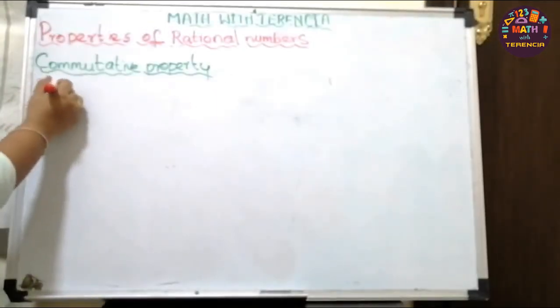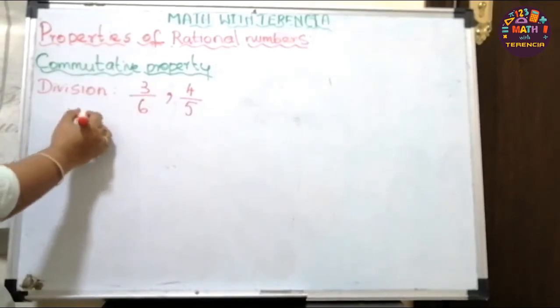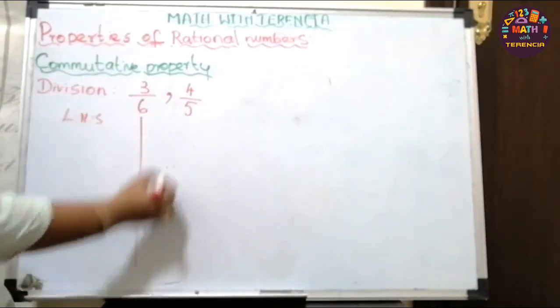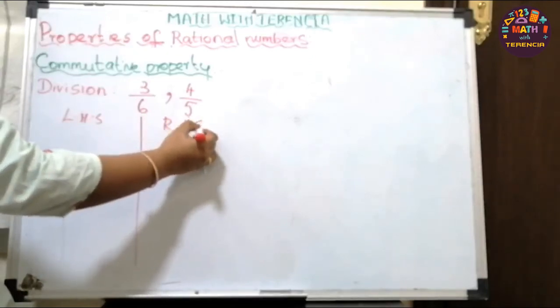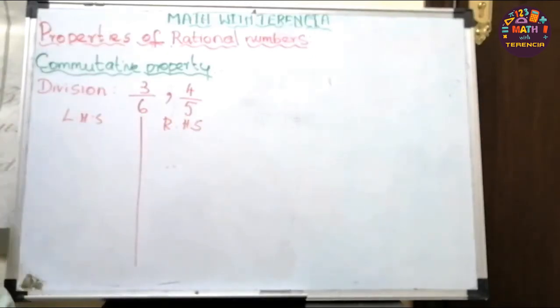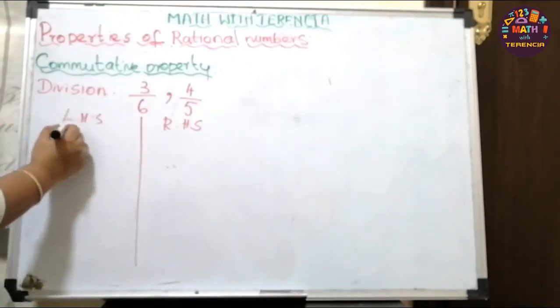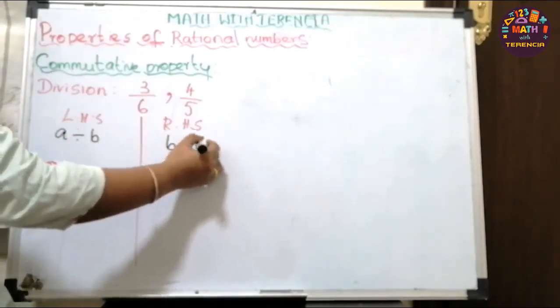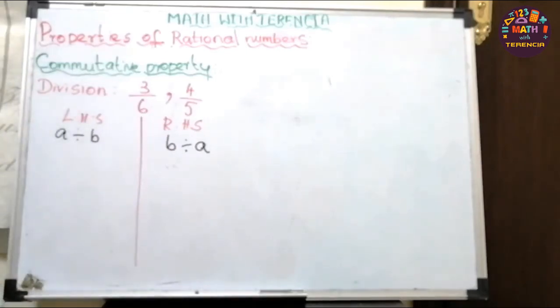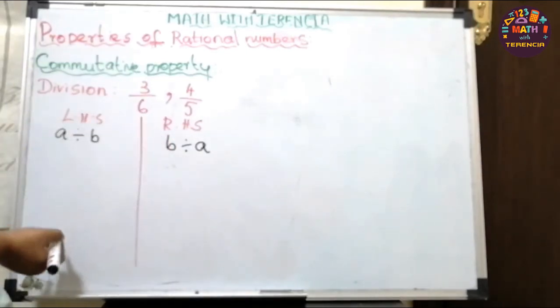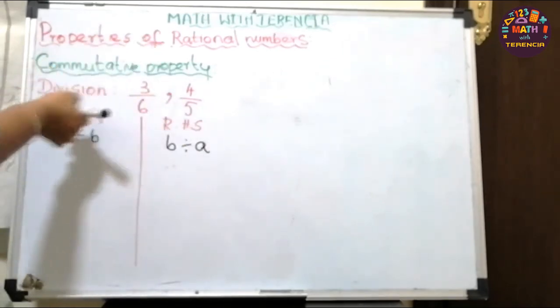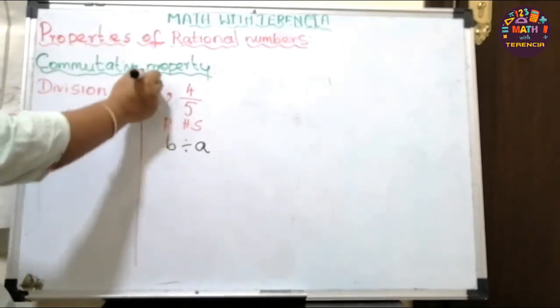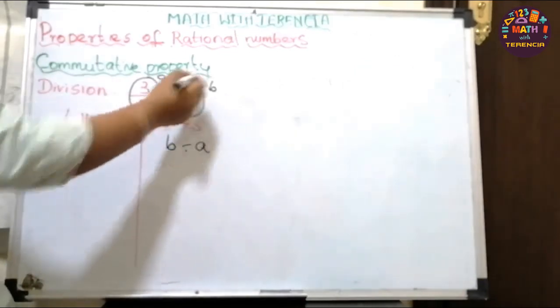Now let's move on to division. As usual, take two sides. This makes our work easier. So what should I check? I can't say it as a proof because I don't know whether it is true. A divided by B in my LHS and B divided by A in my RHS. If these two are equal, I can say commutative property is true for division. I am taking this as A and this as B.